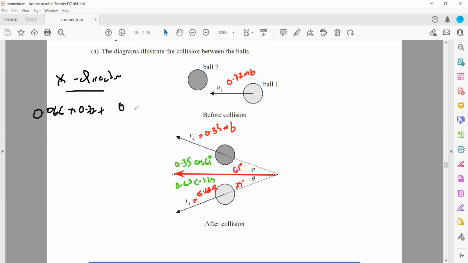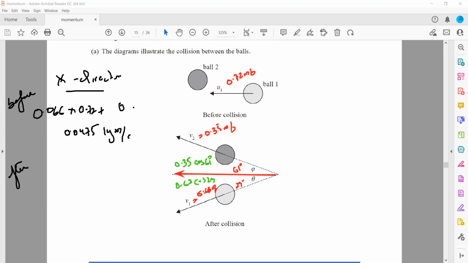That is the total momentum before the collision, and then the total momentum after the collision. When we sum, one is 0, the other one is 0.066 multiplied by 0.72. That is 0.0475 kilogram meter per second, or Newton second.